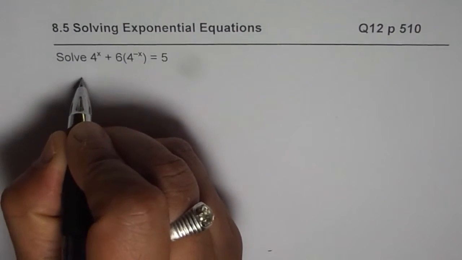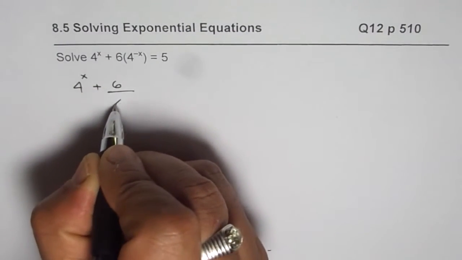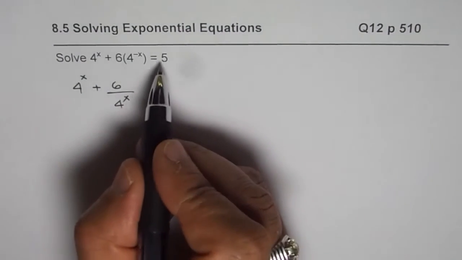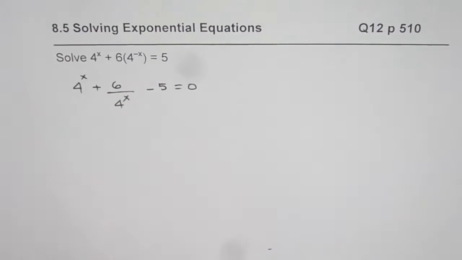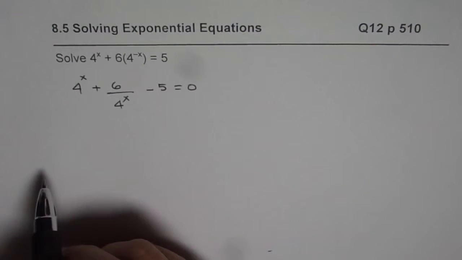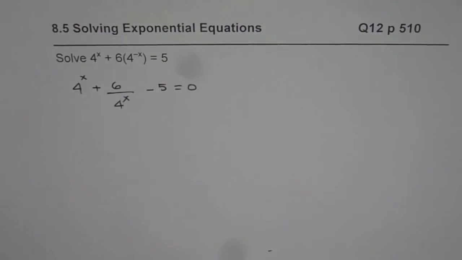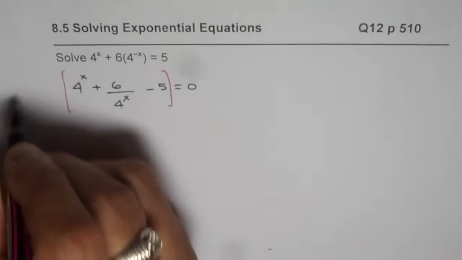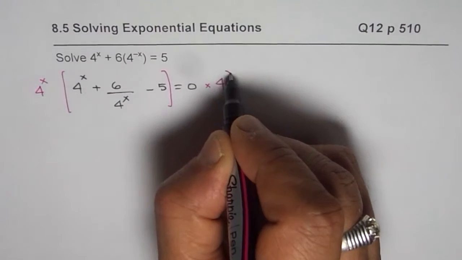We could write this function as 4 to the power x plus 6 over 4 to the power of x, right? When we have 4 to the power minus x, it means what? Let me bring 5 on the left side, so we get minus 5 equals 0. Now, if I multiply both sides by 4 to the power of x, what do I get? So what I'm doing here is multiplying both sides by 4 to the power of x.